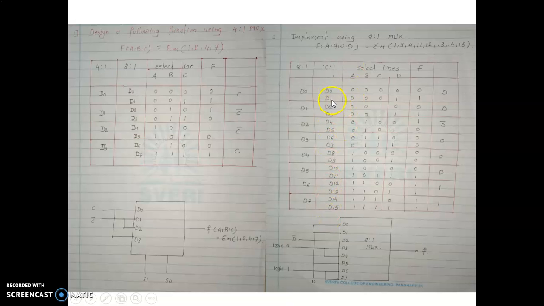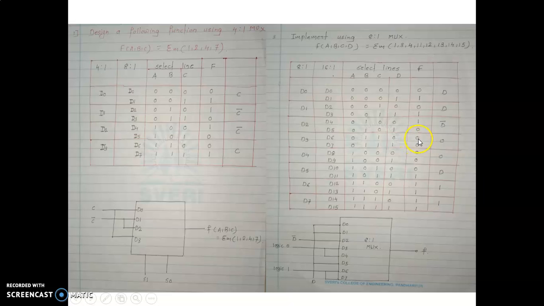We have to implement this by using an 8:1 mux. So we can make groups of 2, so D0 to D7, and always we have to compare our function. For the function, whatever the cell numbers are, we mark those as 1s, the others are 0. For comparing, we always compare the function with the last column, so D and the function. If there is no change, we put D. If the function is opposite, we put D bar.